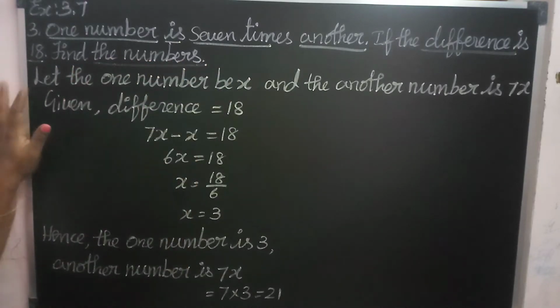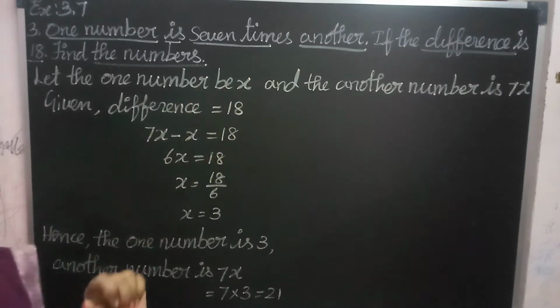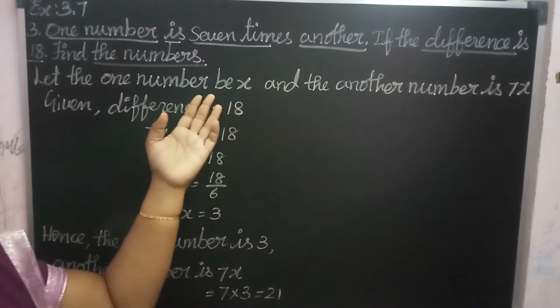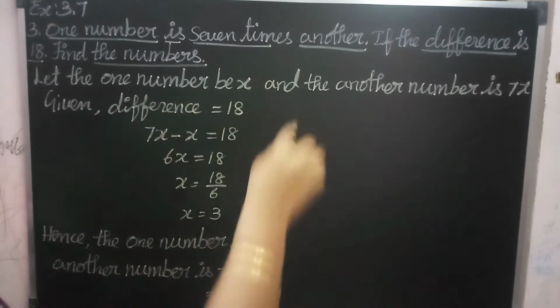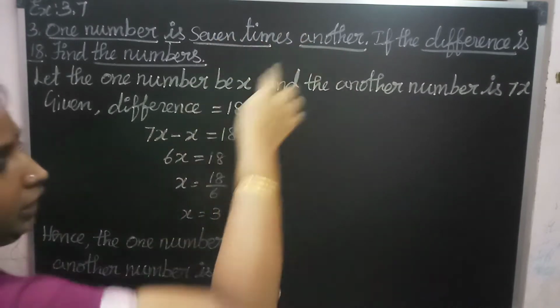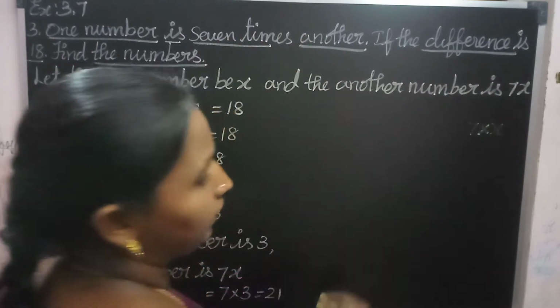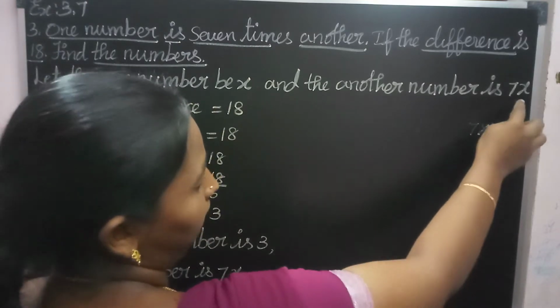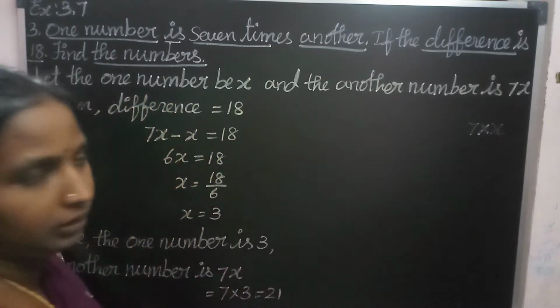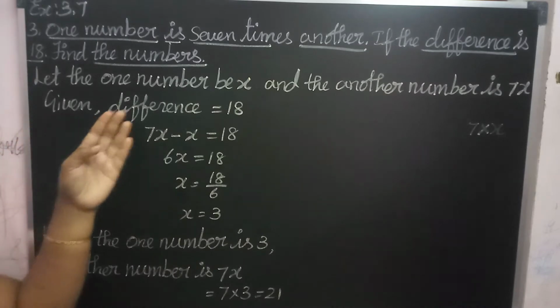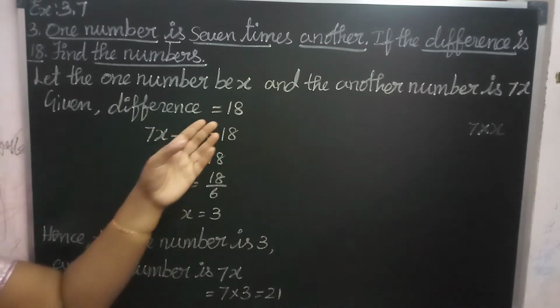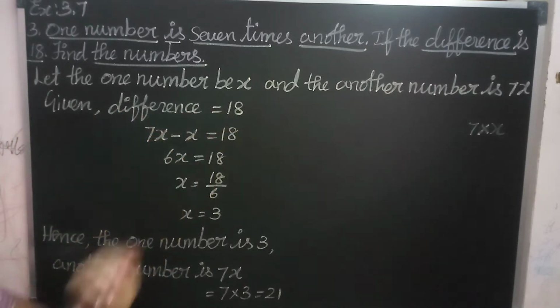Okay. So let the one number be x. We don't know that number, so we are assuming that number as x. What will be the other number? 7 times means 7 into that number, that is x. So 7 into x is nothing but 7x. They have given the difference between these two numbers, that is 18. So difference equal to 18.